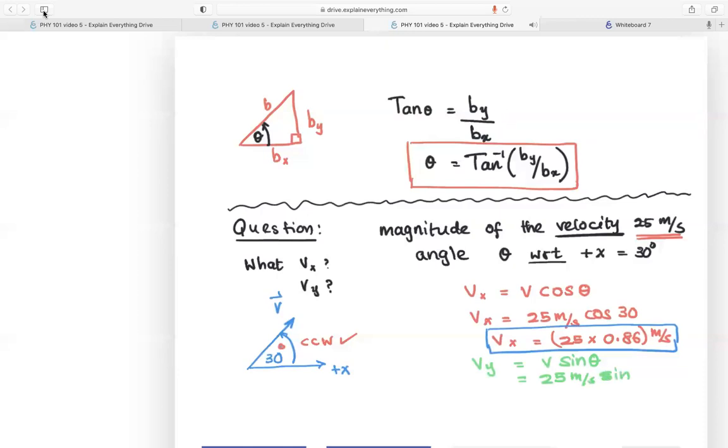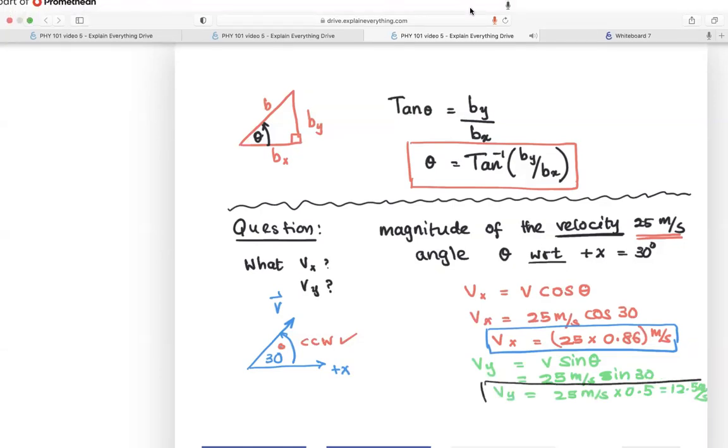Sine theta is sine 30, and there you will have 25 meter per second times 0.5. Sine 30 is 0.5, and I can actually do the math in my head, which is 12.5 meter per second, and that is your y component of the vector. So when the magnitude and the angle are given to us, you can find the x and y components of the vector. So that's what it says.